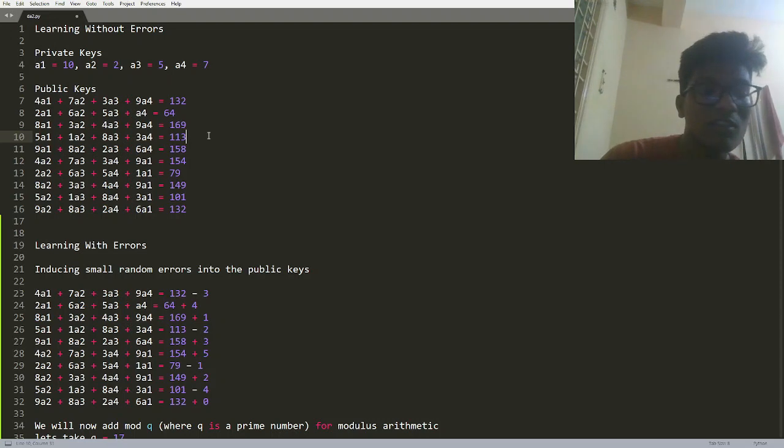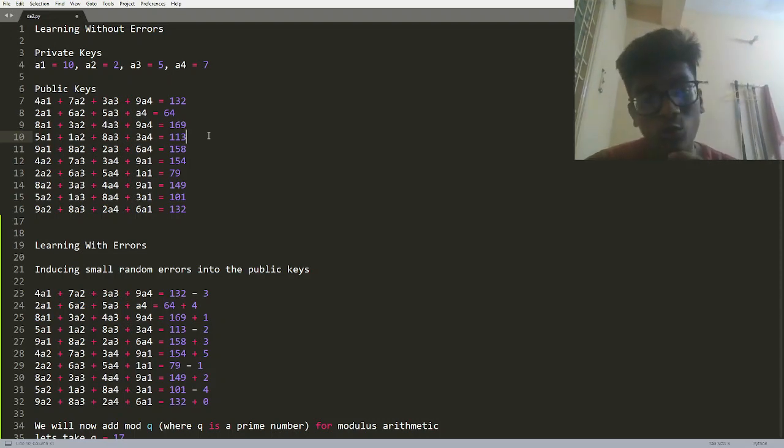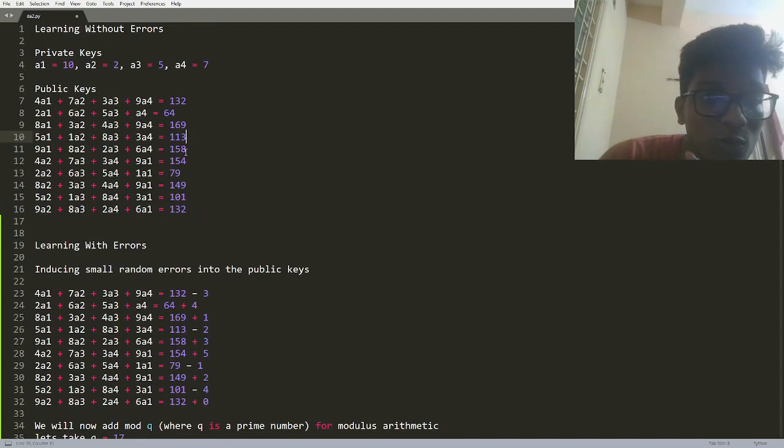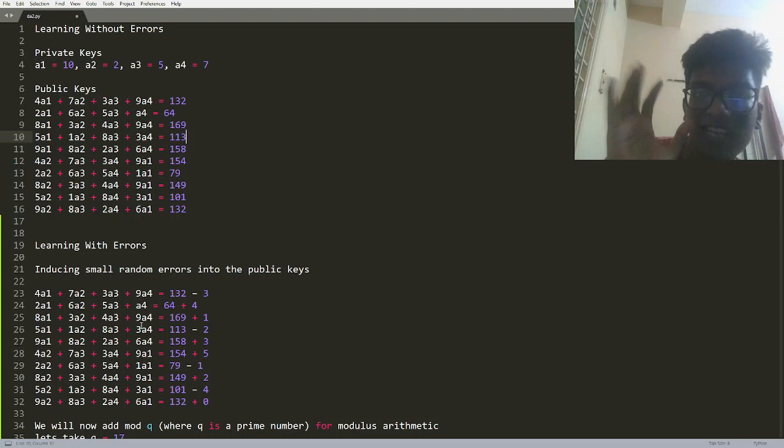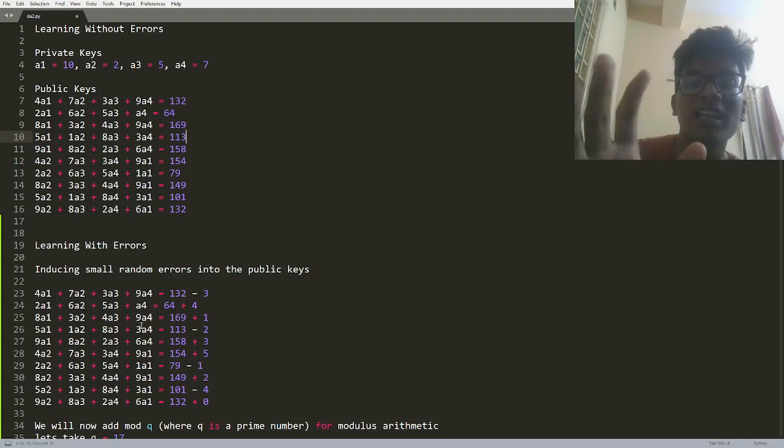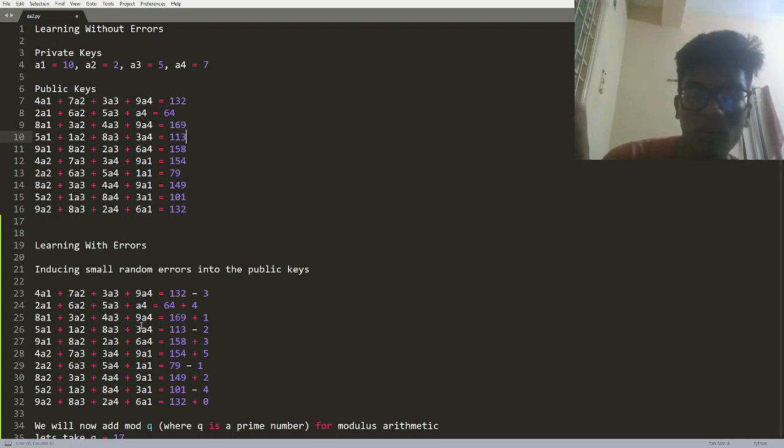But that is not our goal. Here comes the learning with errors technique. What we will do is, to these public keys, we will induce a small random error. This random error is a secret. No one will know this secret error except me. So these are some random errors.